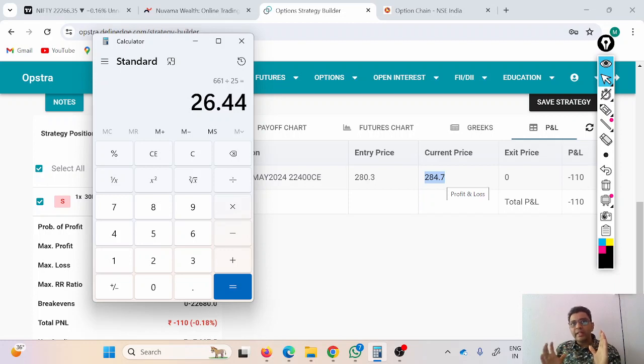So the theta decay is not linear. The theta decay is exponential. What I want to say is, near the expiry, the theta decay is higher. Near the expiry, higher the theta decay. Longer the expiry, lower the theta decay.